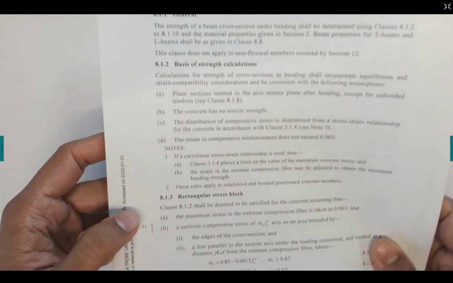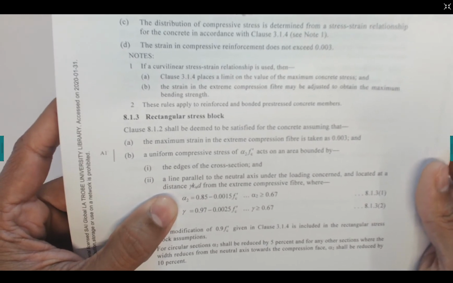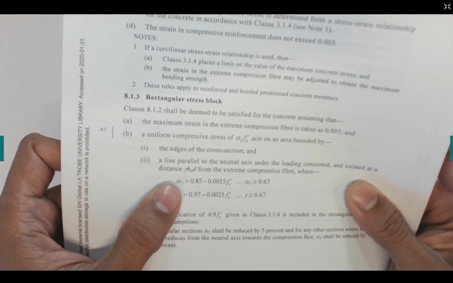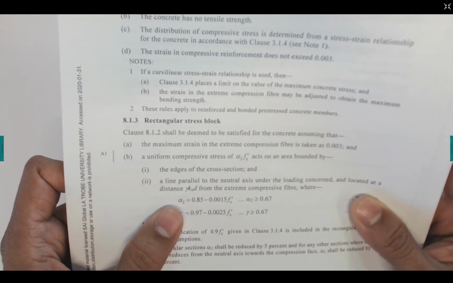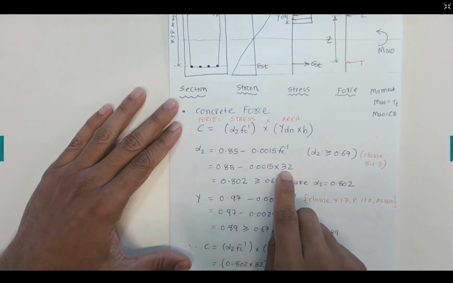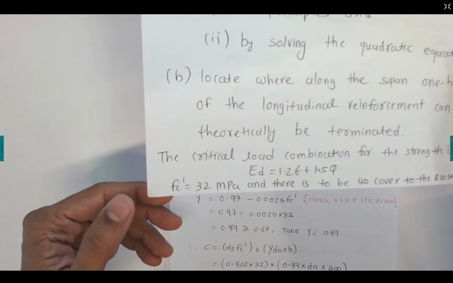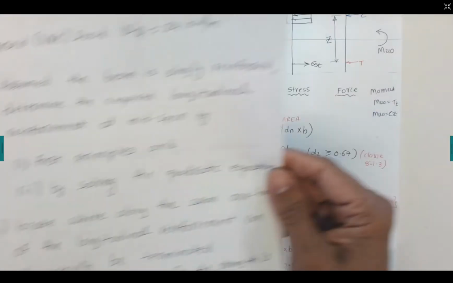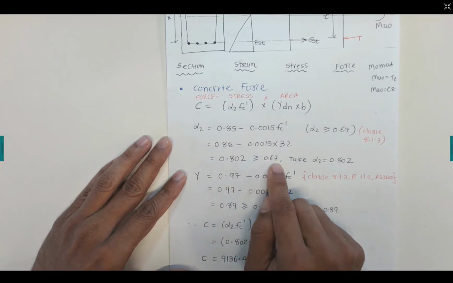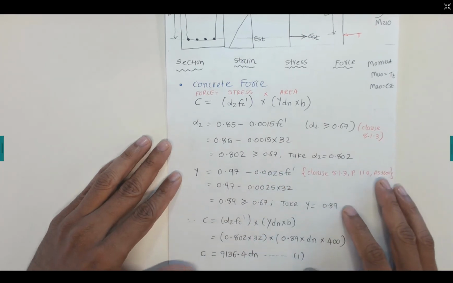That is here, and clause 8.1.3 gives the alpha 2 value as 0.85 minus 0.015 fc dash. In this case alpha 2 should be greater than or equal to 0.67. Substitute the characteristic fc dash value, which is 32 megapascals, given in the question as the characteristic strength. That simplification gives 0.802, which is greater than 0.67, so we can take 0.802. If it is less than 0.67, we need to take 0.67.